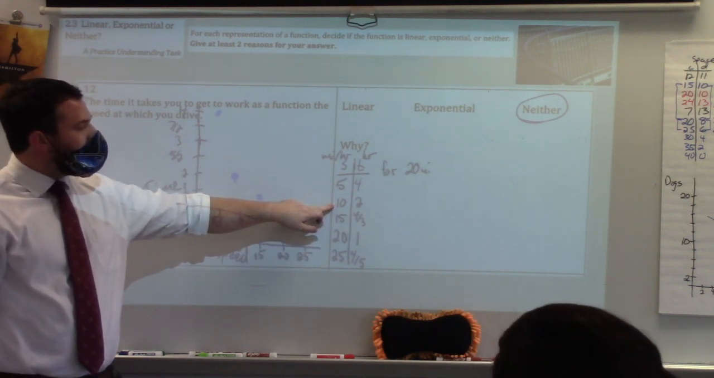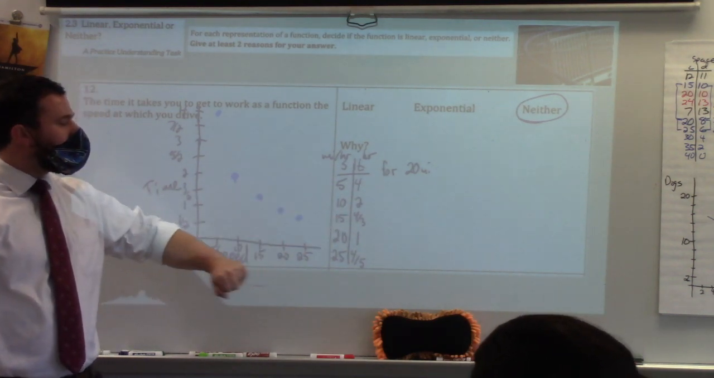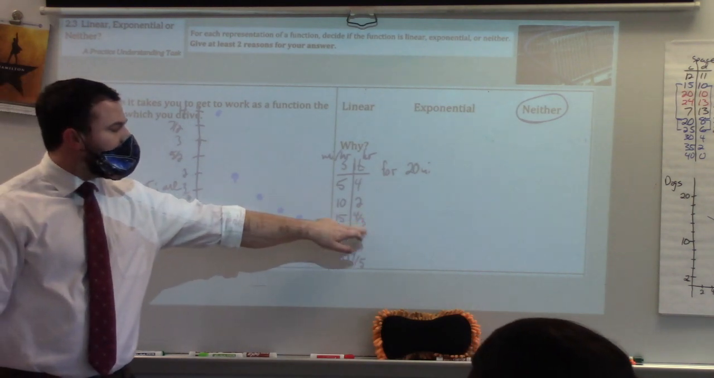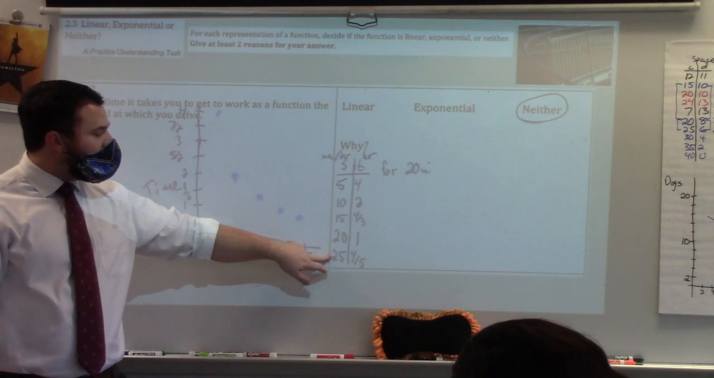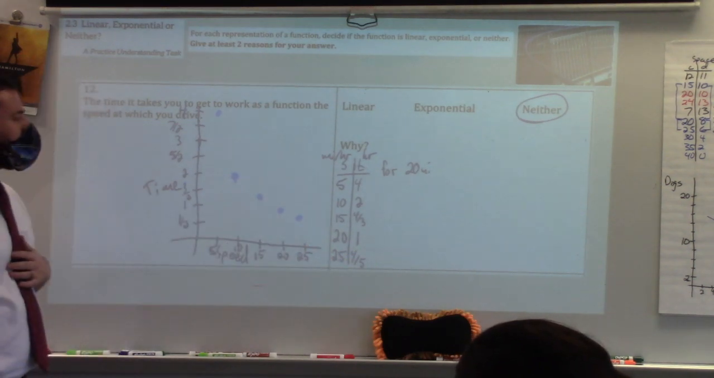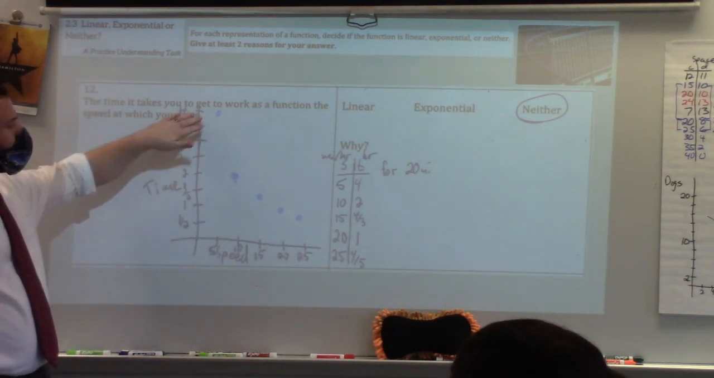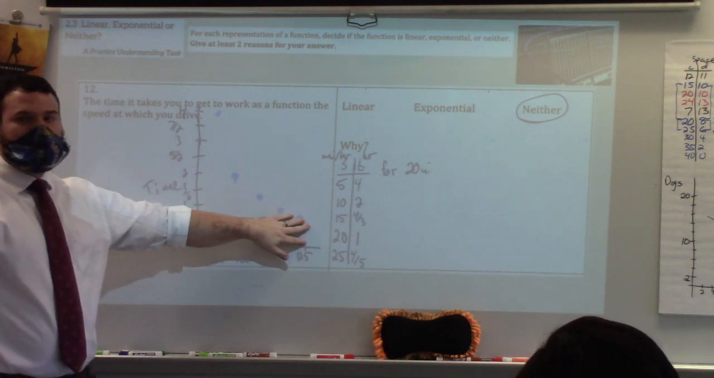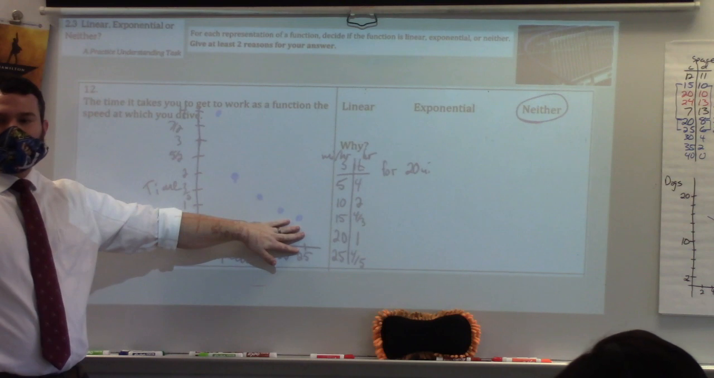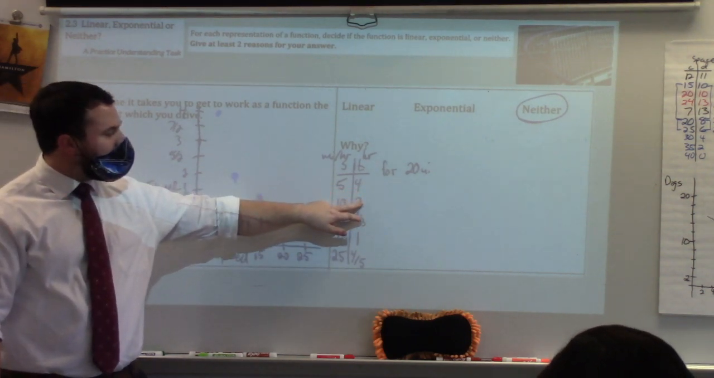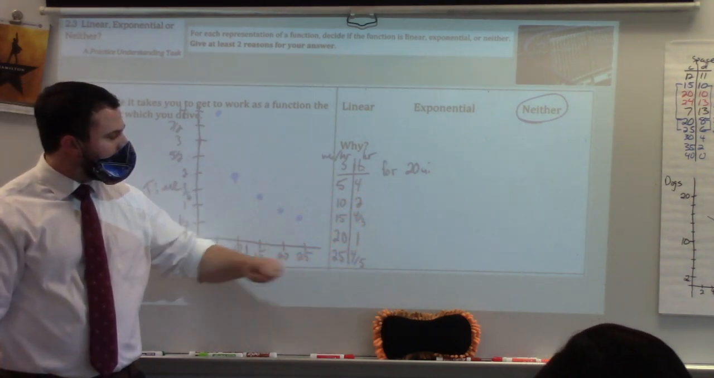If you're driving 10 miles an hour, it's going to take you 10 hours to get there. 15 miles an hour, it's going to take you 4/3. 20 miles an hour, it's going to take you 1 hour. 25 miles an hour, it's going to take you 4/5 of an hour. So when I graph it here, that kind of looks exponential to me, doesn't it to you? But am I multiplying by the same thing every time?